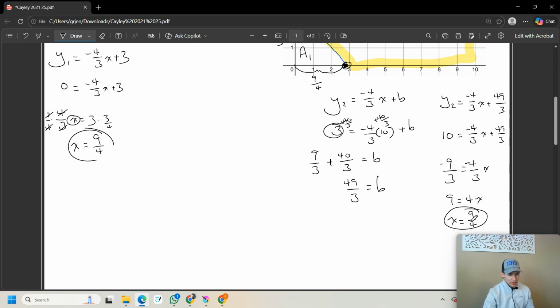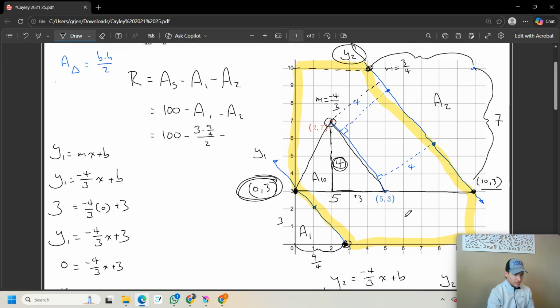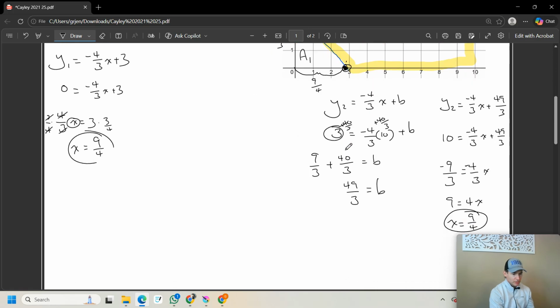Isn't that interesting? Okay, these 2 points, what? They're supposed to be right on top of one another. 9 on 4. Did I have an error? I definitely don't want to have an error here. That doesn't look right to me.